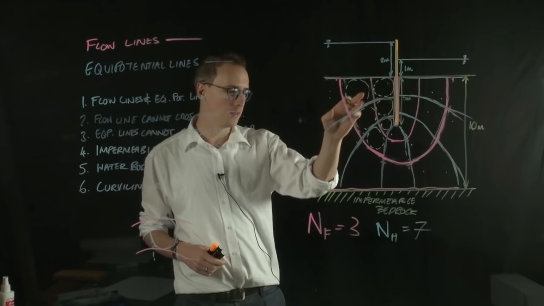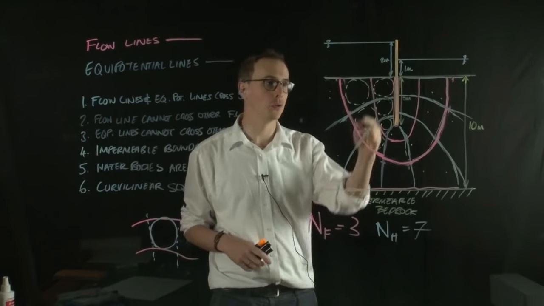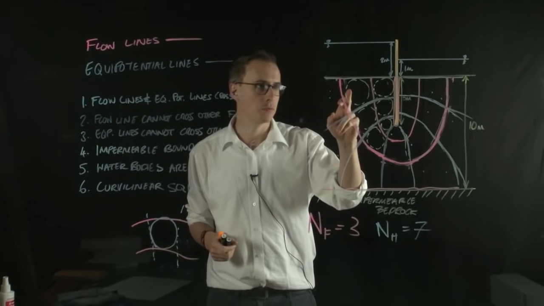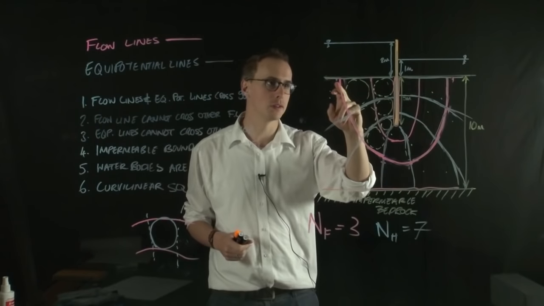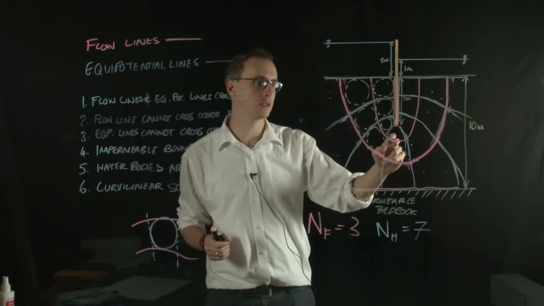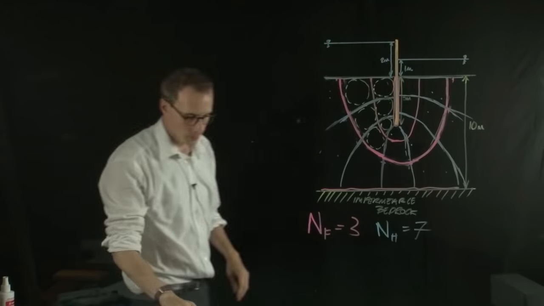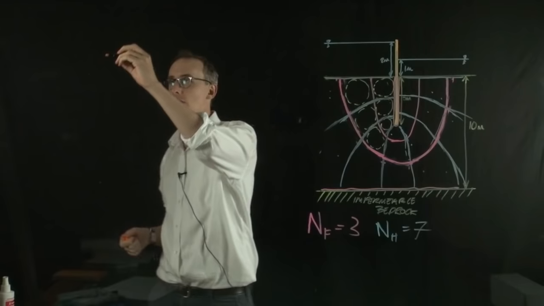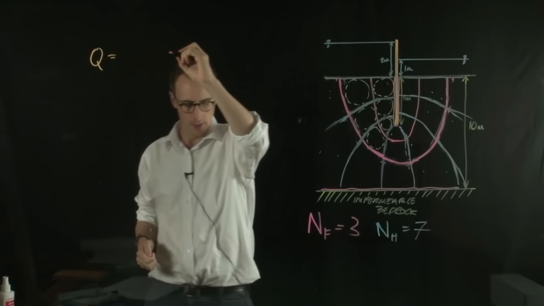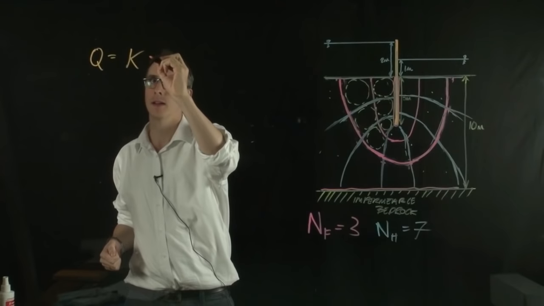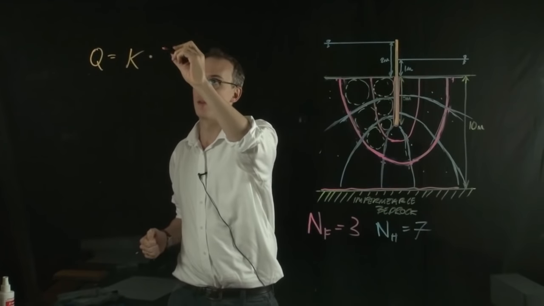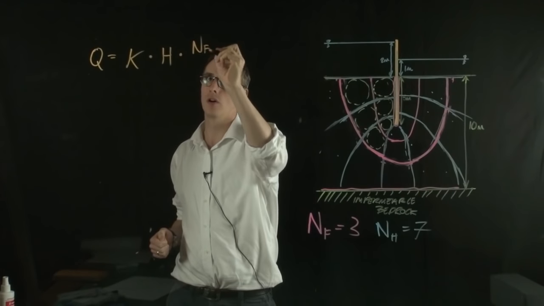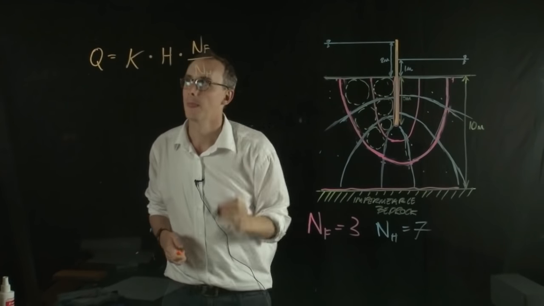So the NF represents the number of flow tubes. That's sometimes how it's referred to. And the NH represents the number of equipotential drops. So this represents a drop in pressure. So if we take NF and NH, we can relate it to the flow through this equation, where the flow equals the permeability multiplied by the H multiplied by the NF over NH.